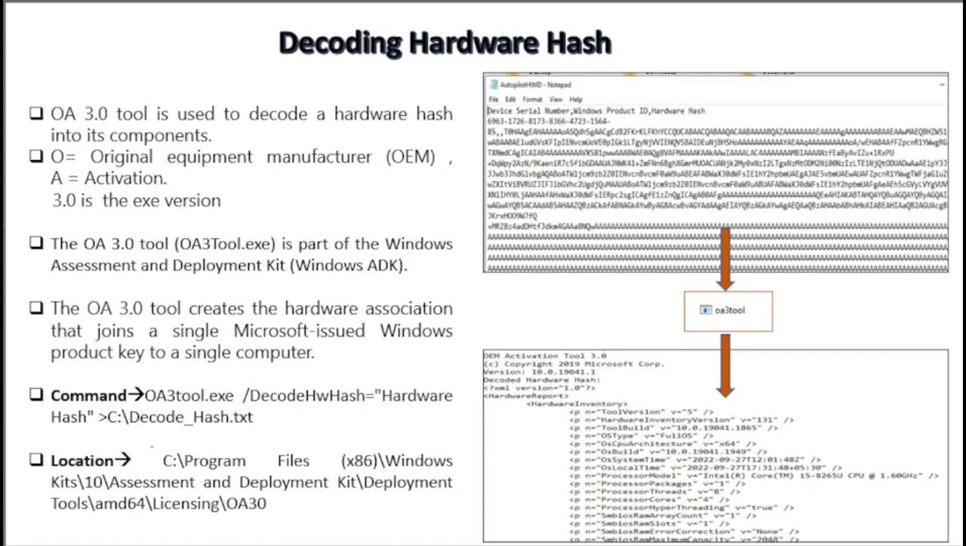The OA 3.0 tool creates the hardware association that joins a single Microsoft issued Windows product key to a single computer. While decoding the hardware hash, we need to use a switch called decode hardware hash to extract the information about the hardware. Now let's see how we can decode the hardware hash. We first need to extract the hardware hash. We can run some PowerShell commands to extract the hardware hash. Once we have the hardware hash, with the help of OA 3.0 tool, we can decode it.